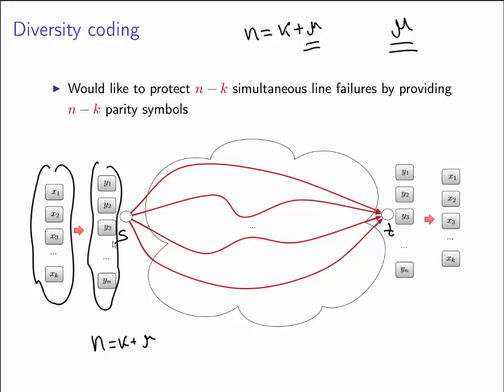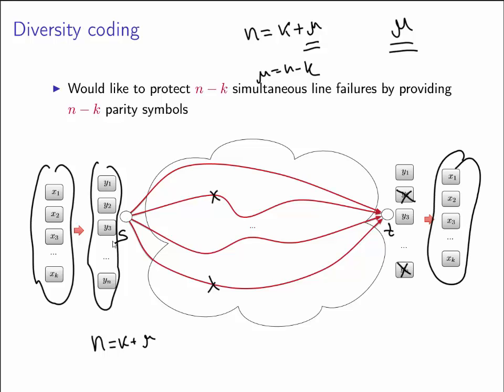So even if mu, which is n minus k paths, fail, the destination node will still receive. It might not be able to receive data over some of the paths, but we'll be able to receive at least k packets, because even if mu failures occur, at least k paths will survive. Now we can use erasure correcting codes to decode the original packets.